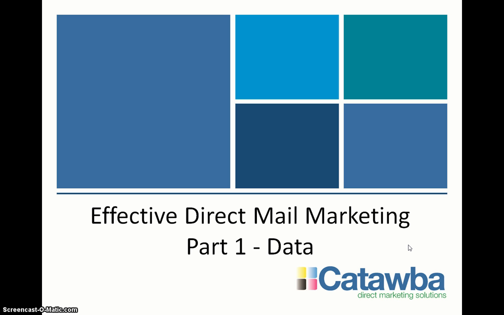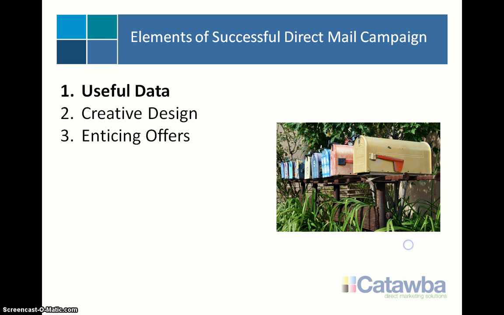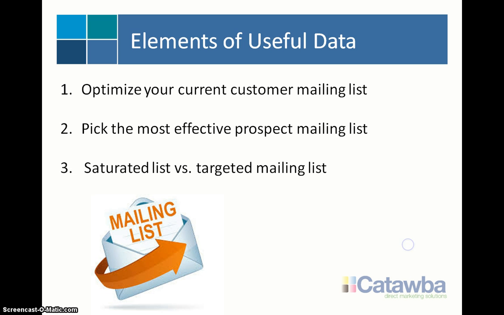This is the first part of a three-part series on effective direct mail marketing, which we're going to focus on data and how important that is to the success of your direct marketing or direct mail campaigns. So with any direct mail campaign, there are three main items you need to focus on. The three elements of successful direct mail campaigns are useful data, creative design, and enticing offers. We're going to focus on useful data for this webinar.